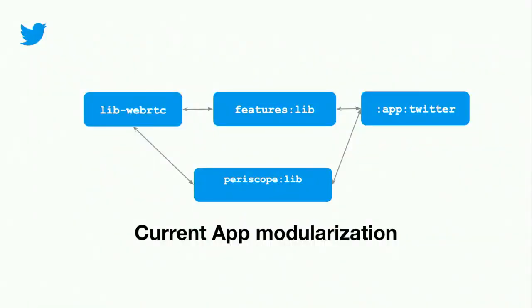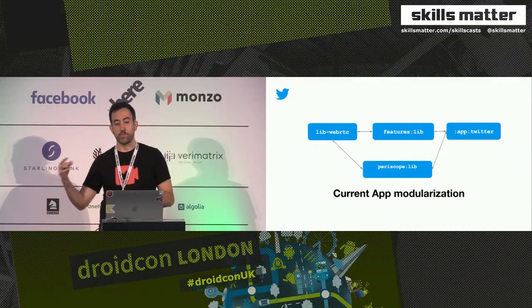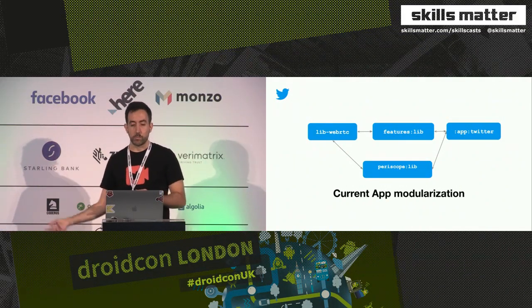And then, talking about the structure we have at Twitter. This is just an example, but you can see that we have app Twitter, which is the base app, and this also has some code dependencies on the WebRTC library. And also, this is connected to the features library, and this is also connected with the Periscope library.